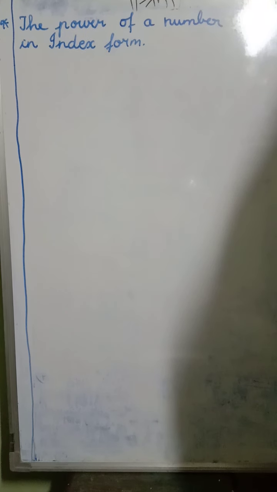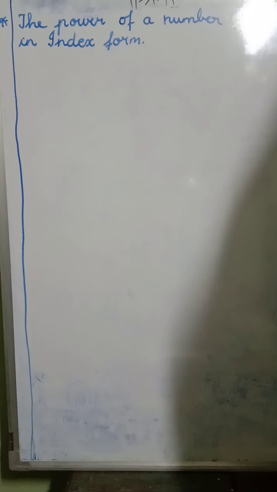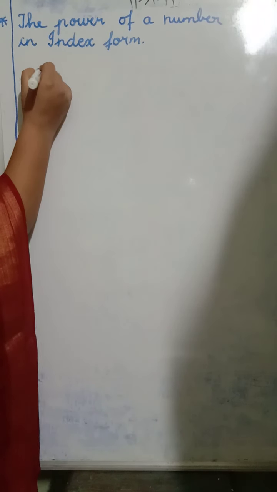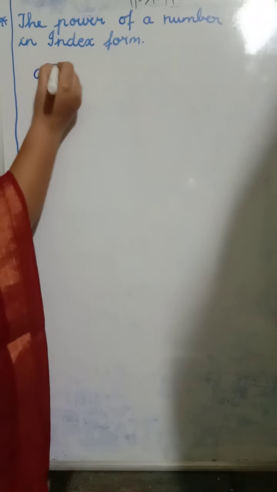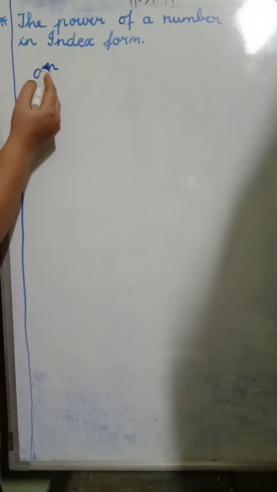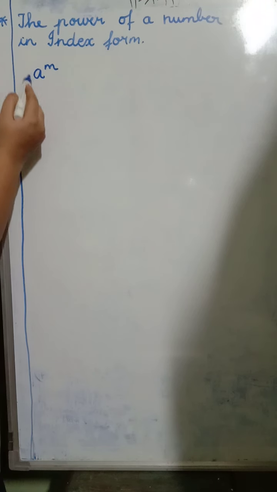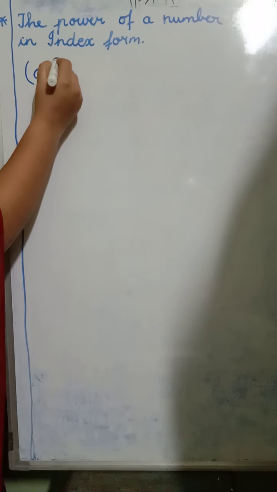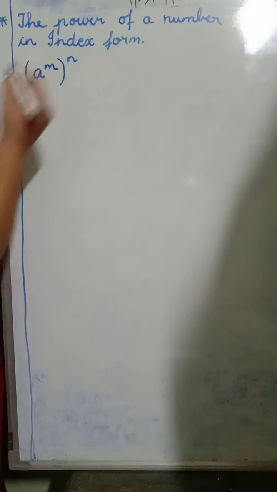So these are the next two formulas which we have learnt. Now the next point, that is the power of a number in index form. Suppose I am taking a raised to m. Is this index form? Already a's power is m, isn't it, children? Is this index form? Yes. Now we will see this number's power, that is, we will have to write it in this way.